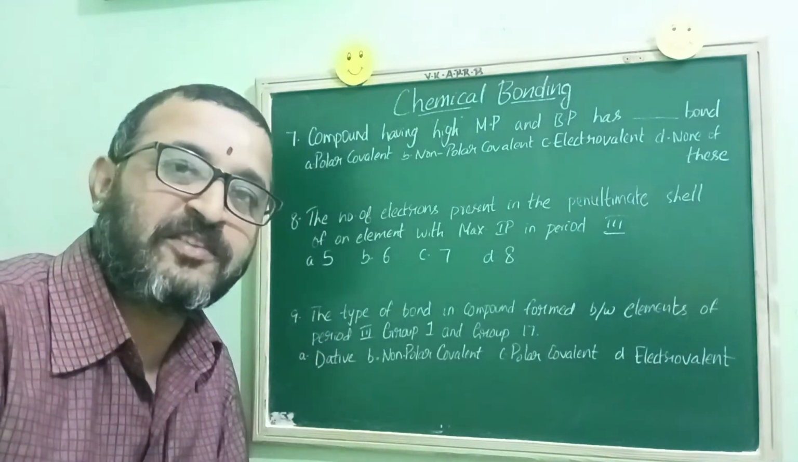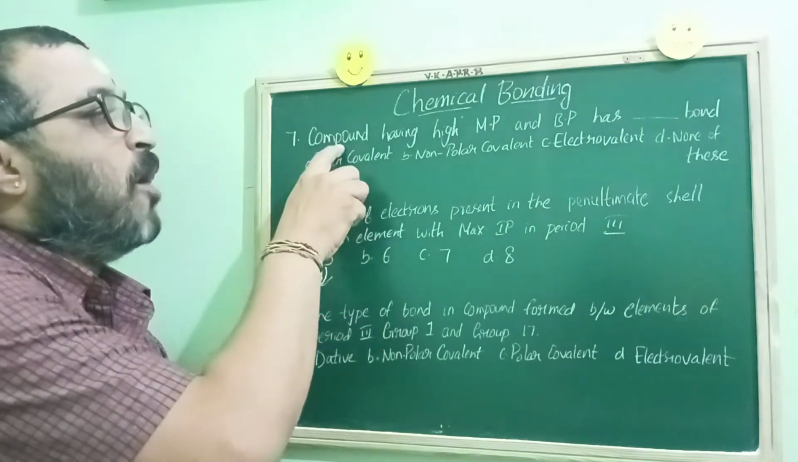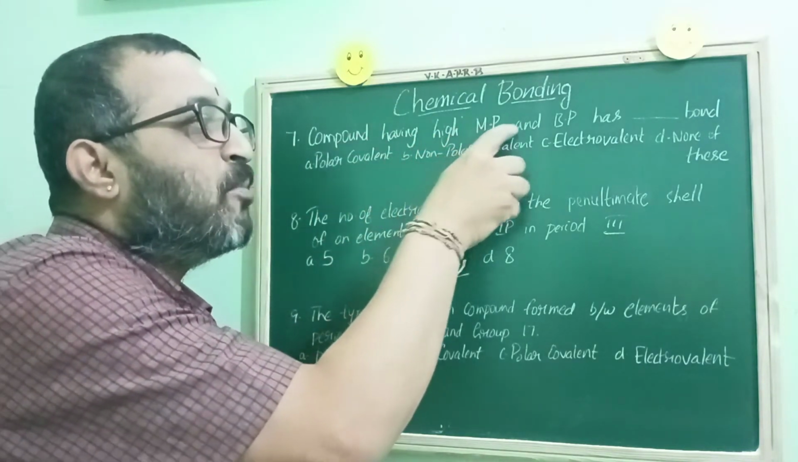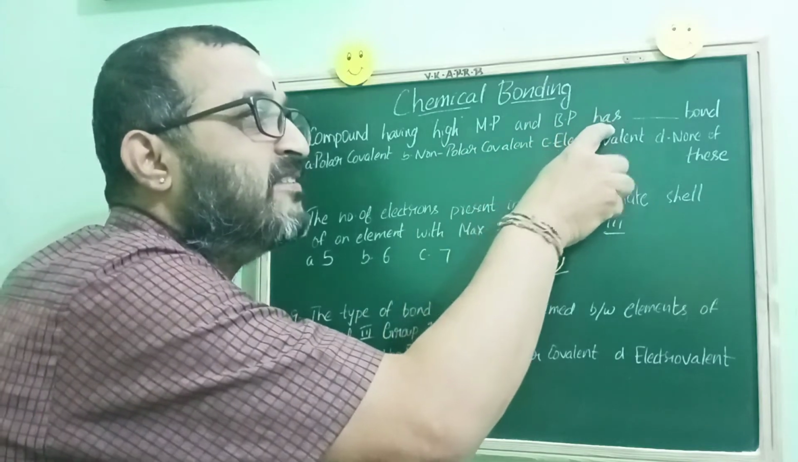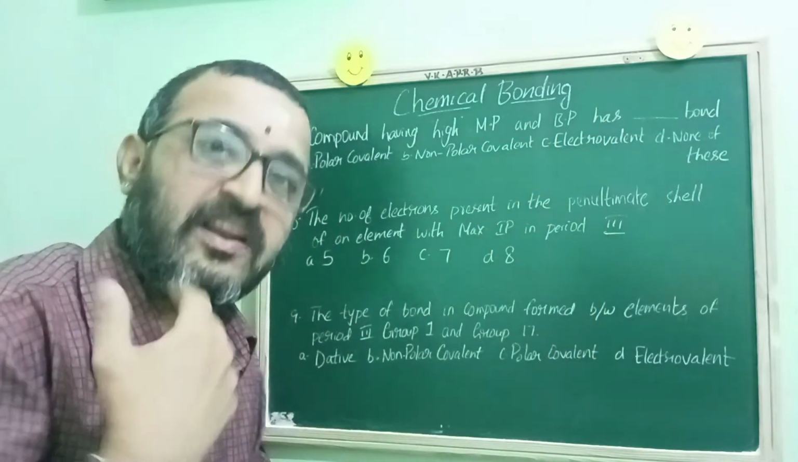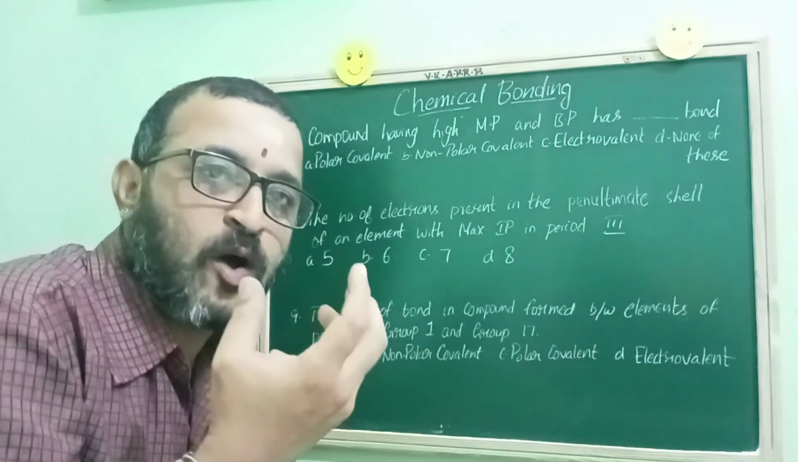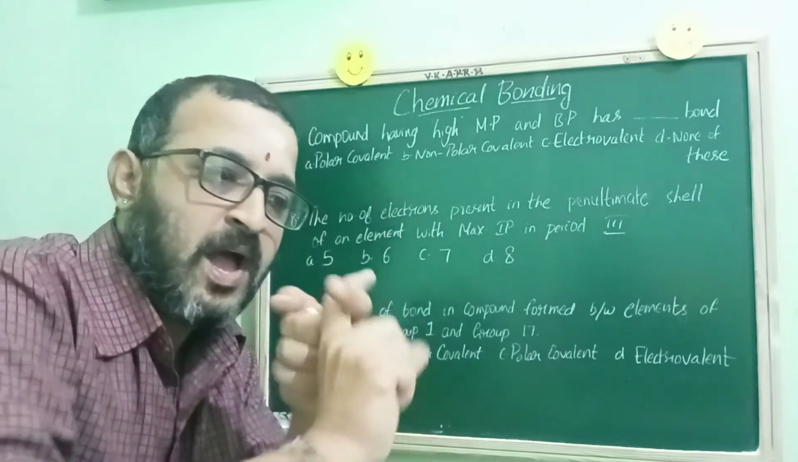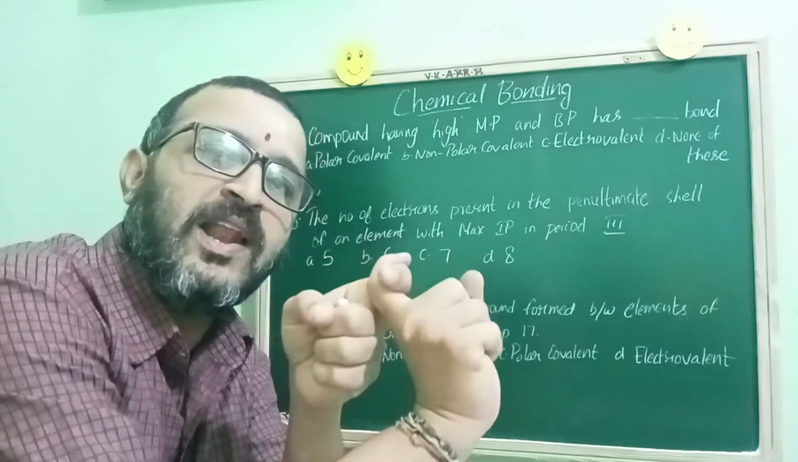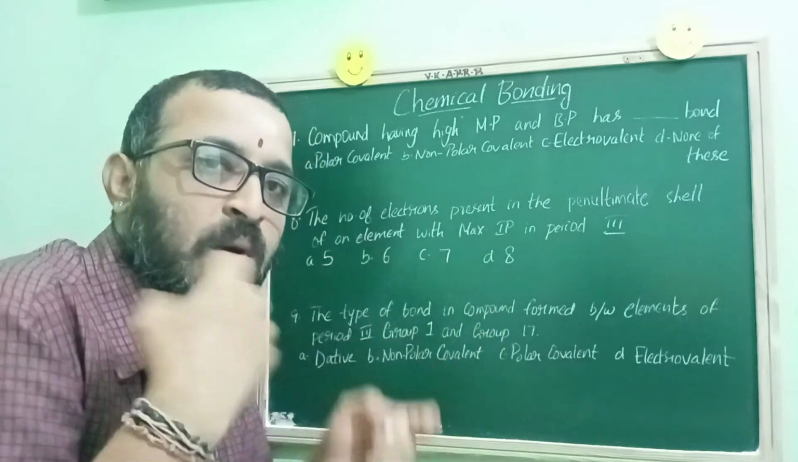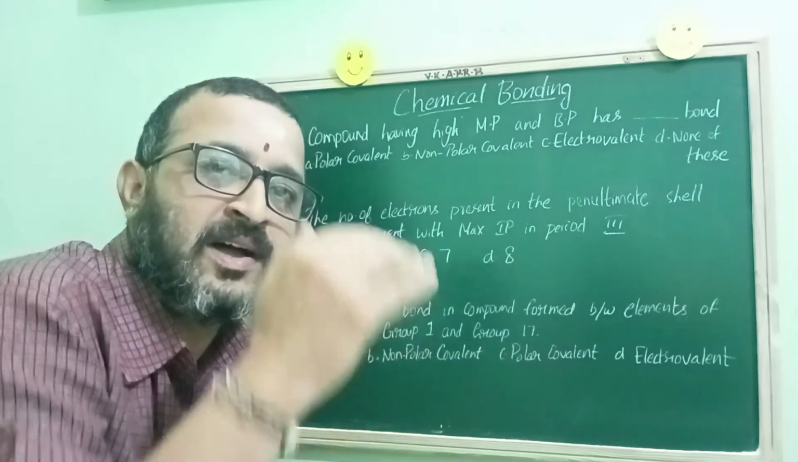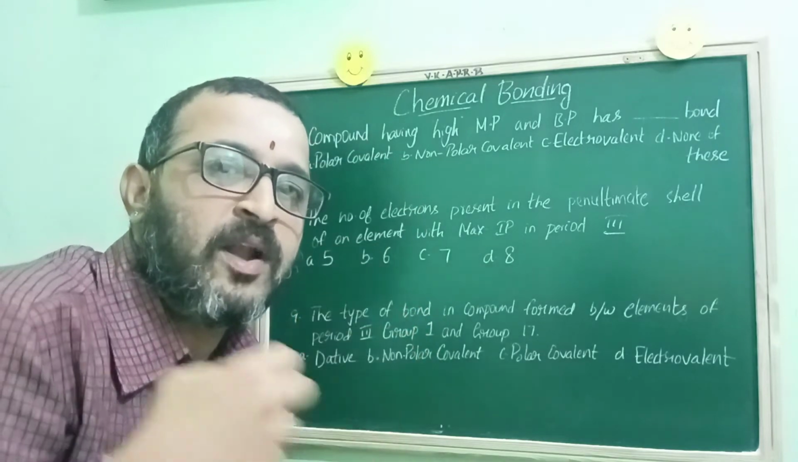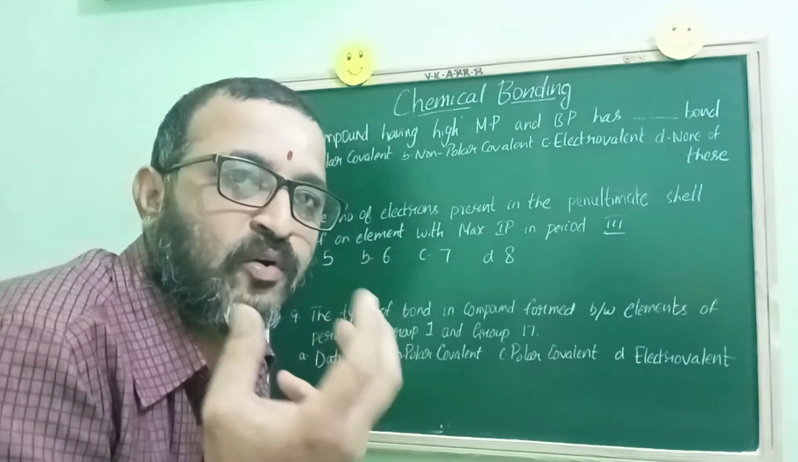Okay, children, let us proceed with the next question. Compound having high melting point and boiling point has dash bond. Children, we all know that ionic compounds have a very high melting point and boiling point because between the ions we have a strong electrostatic force of attraction, whereas covalent compounds have a low melting point and boiling point because of weak van der Waals force.